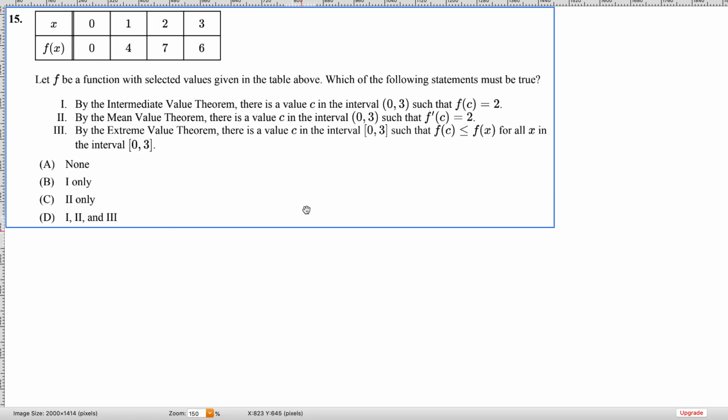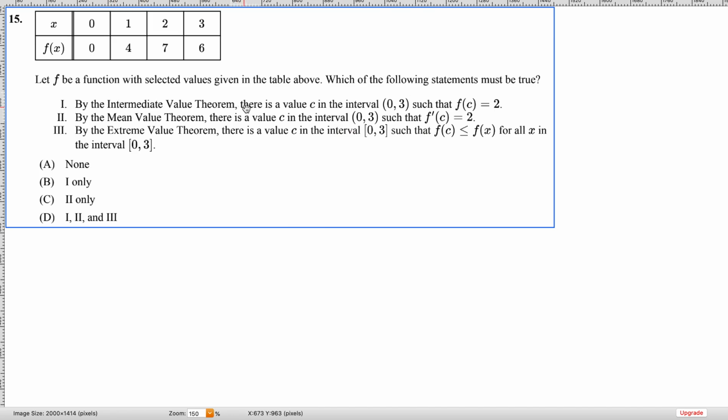What we have here is very similar, if not almost the exact same question that we had before. Let's investigate these options one by one. So we want to know which one must be true.